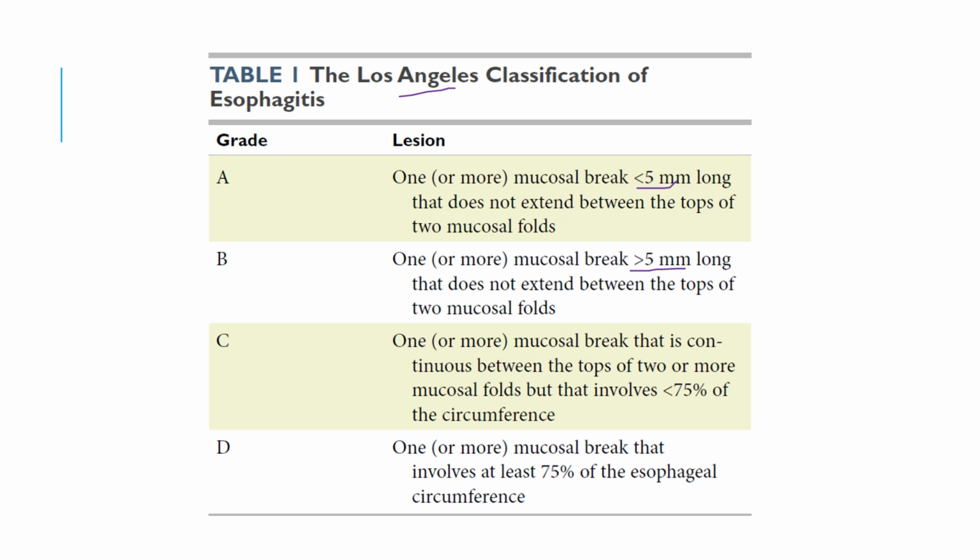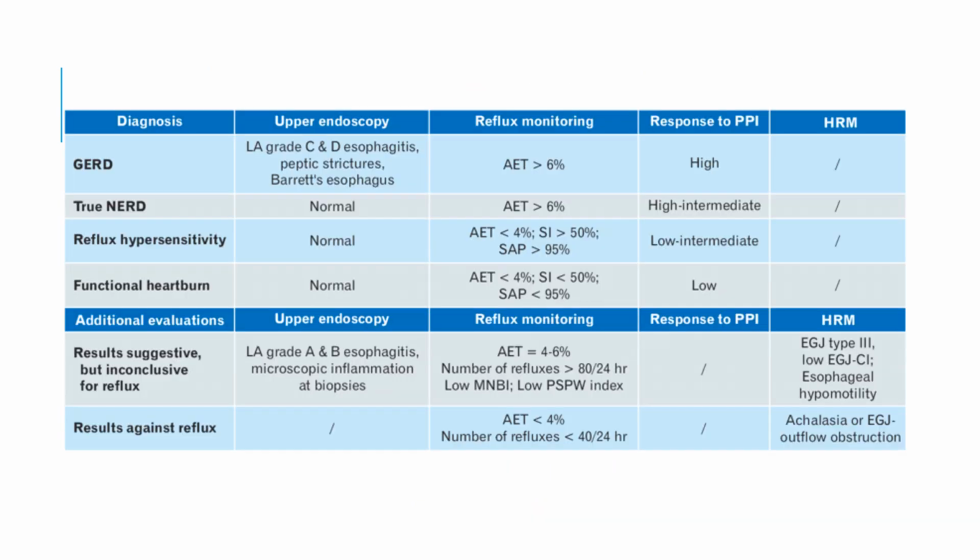Now C means there is a mucosal break that is continuous between the tops of two or more mucosal folds that involves less than 75% of the circumference, and D means there is a mucosal break involving at least 75% of the circumference. That is called D. Okay, so these are different things like we told.